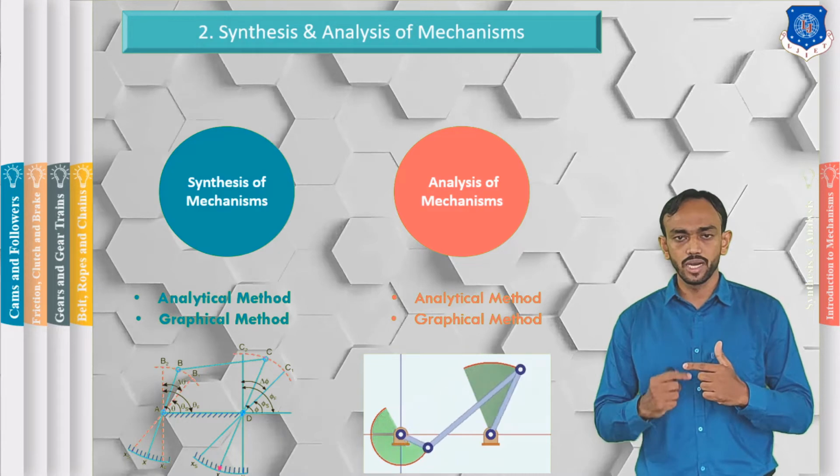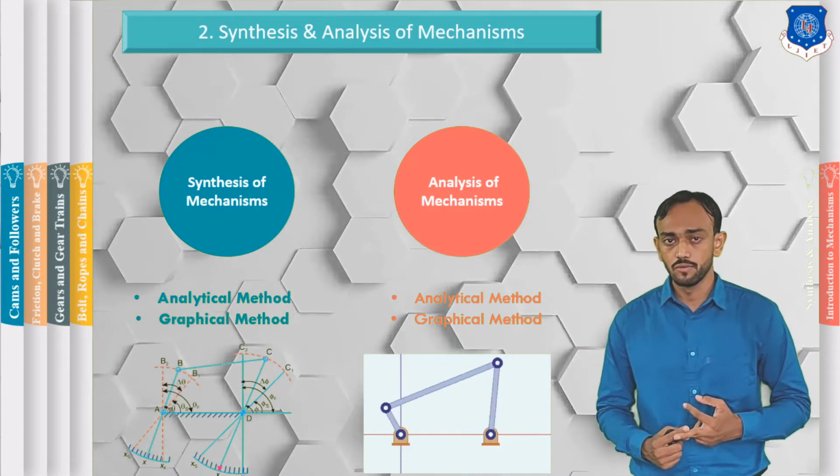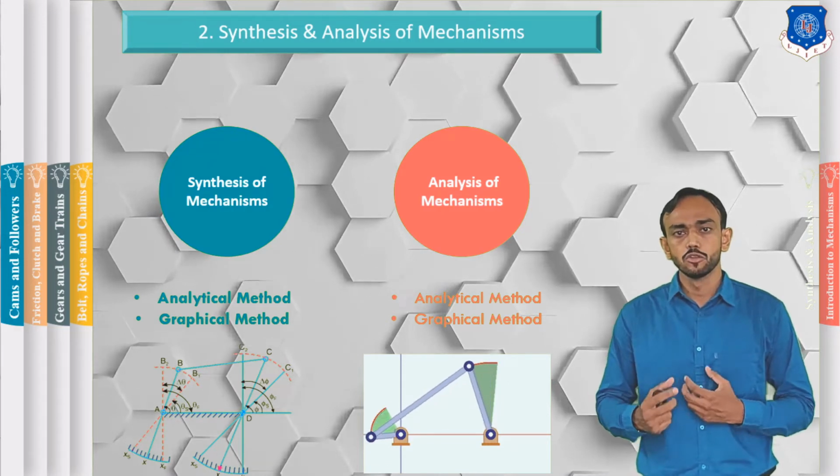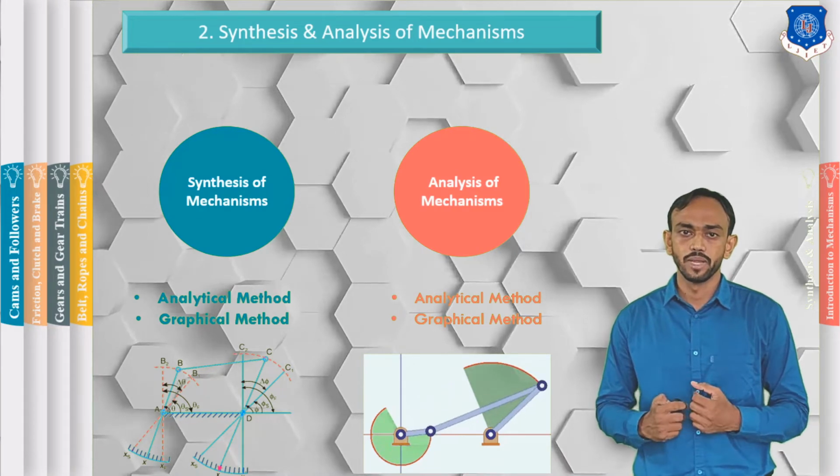Okay, like the crank is rotating. So where will the piston be? What will be the velocity of the piston? What will be the acceleration of this piston? So this type of data we can obtain from the analysis of a mechanism.